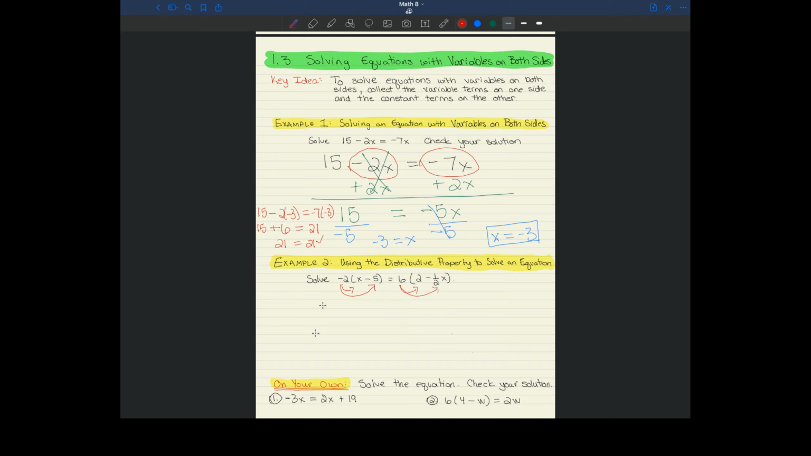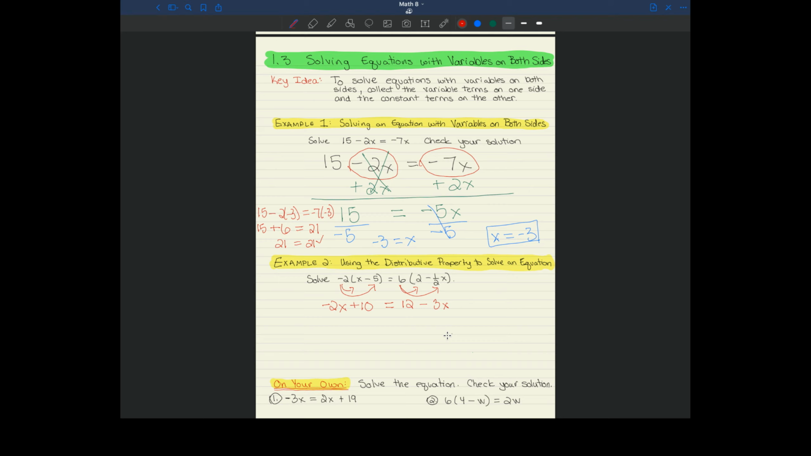So negative 2 times x is going to give us negative 2x. Negative 2 times minus 5, a negative times a negative is a positive, so we're going to get a positive 10, equals 6 times 2 is 12. 6 times a negative 1 half, so I'm going to end up with minus, and 6 times 1 half, or you can think of it as what is half of 6, and half of 6 is 3. So 6 times the 1 half x is going to give us 3x, or in this case it's a minus 3x because of the negative.